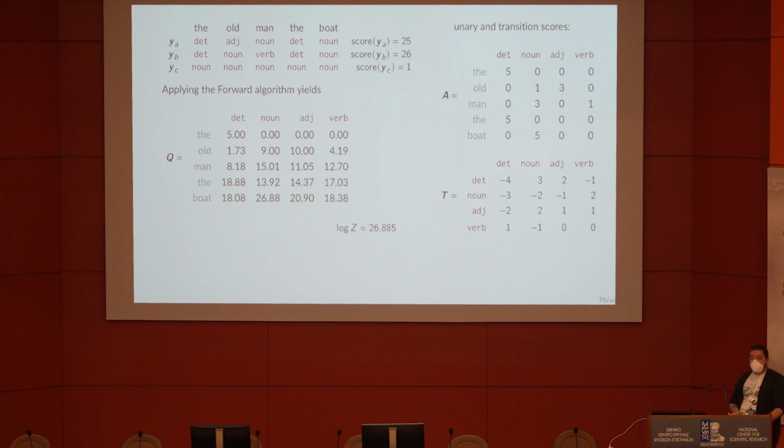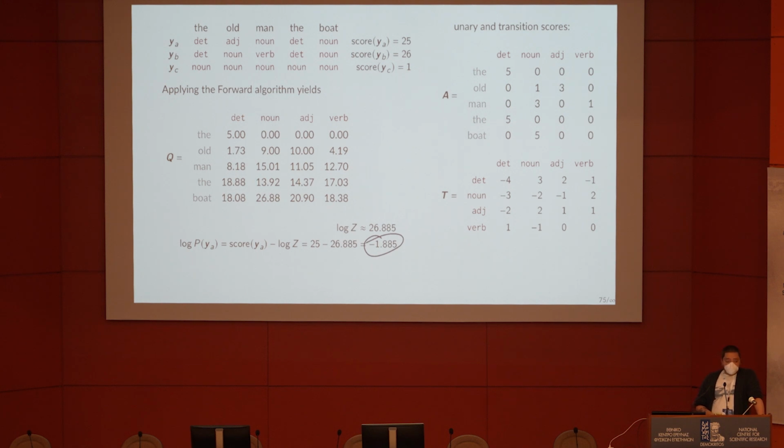Also, this is an example of how you can now use the forward algorithm to compute probabilities. The probability of sequence YA is going to be exp of 25 minus 26.885. So you can calculate it like this. The log probability is minus 1.885. If you take exp of this, you will get the probability of the sequence.